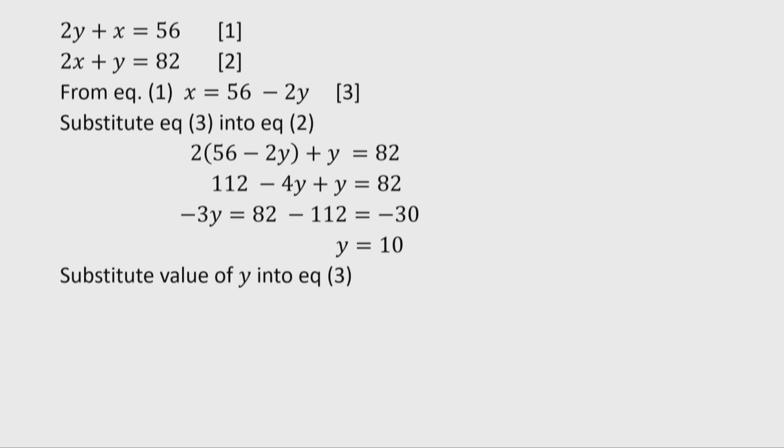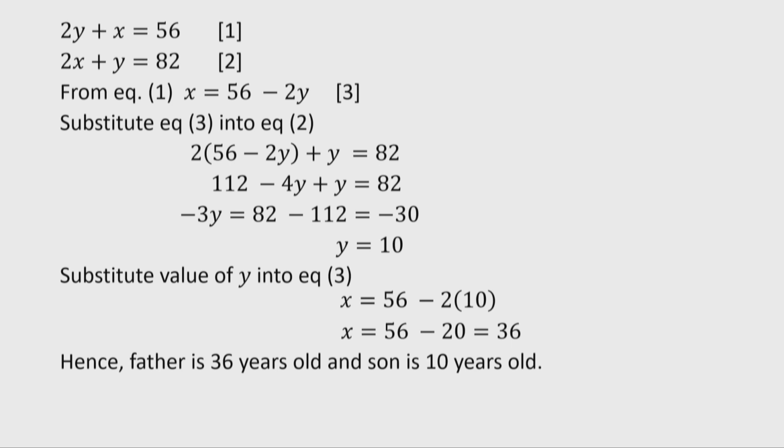Now I substitute the value of y into equation 3. So x will be 56 minus 2y, that is 56 minus 2 times 10, which will be 36. So father will be 36 years old and son will be 10 years old.